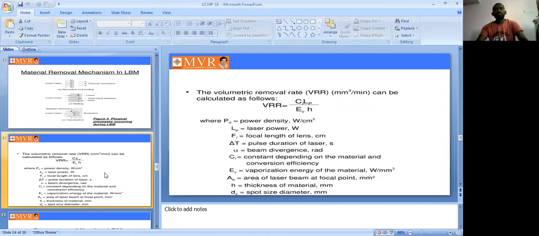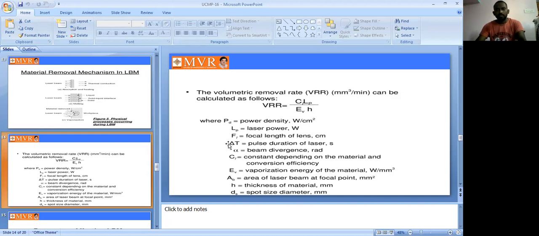Okay, so next we can see the volumetric removal rate. We have a formula for the metal removal rate. So see here, VRR equals C · L_P / (E_V · A_B · H). So see here, volumetric removal rate, or we can call it metal removal rate in the laser beam machining process, is C into L_P by E_V into H. So here PD is nothing but power density. It is nothing but watts per centimeter square. LP is nothing but laser power.